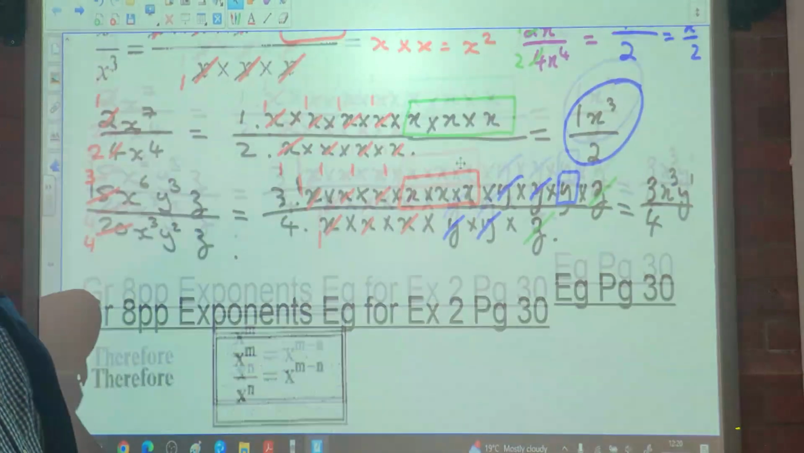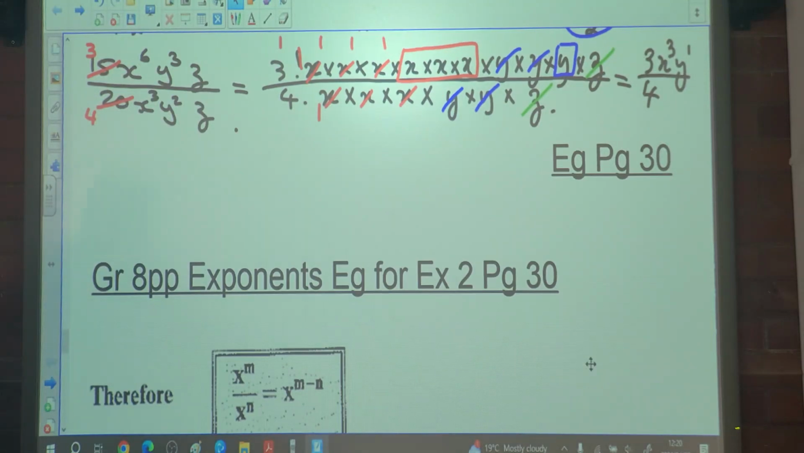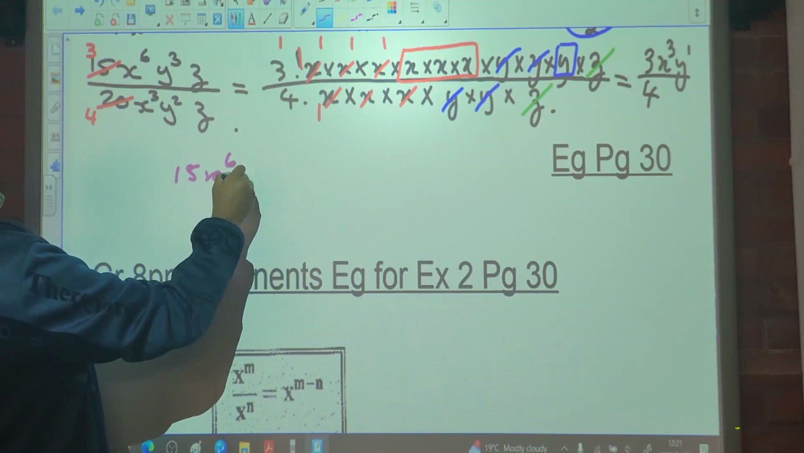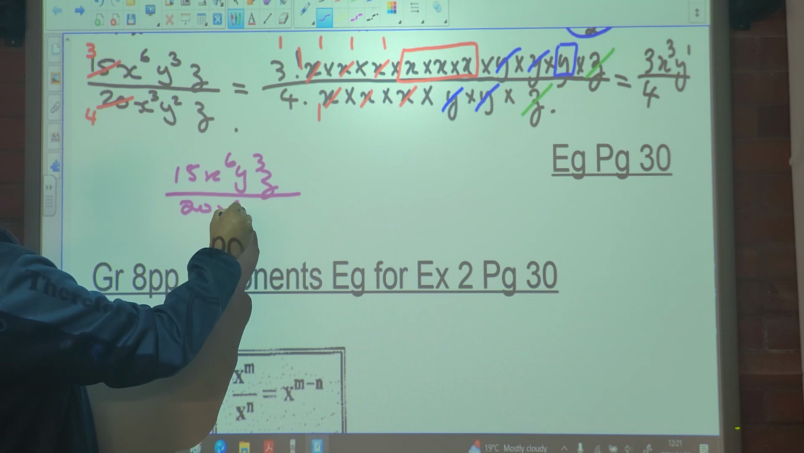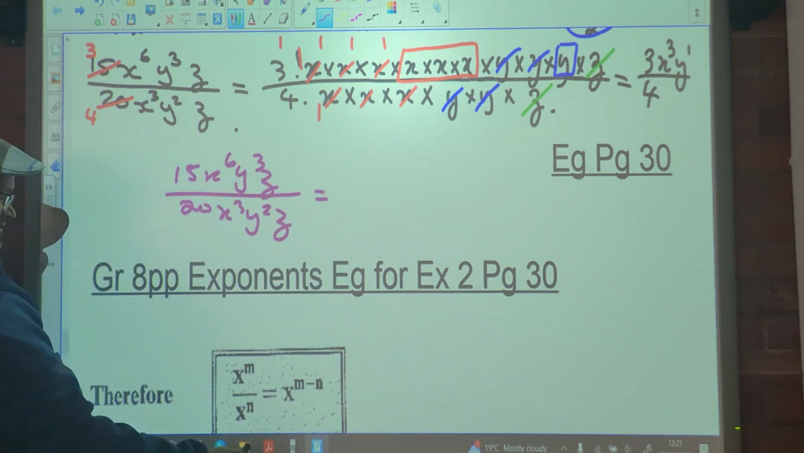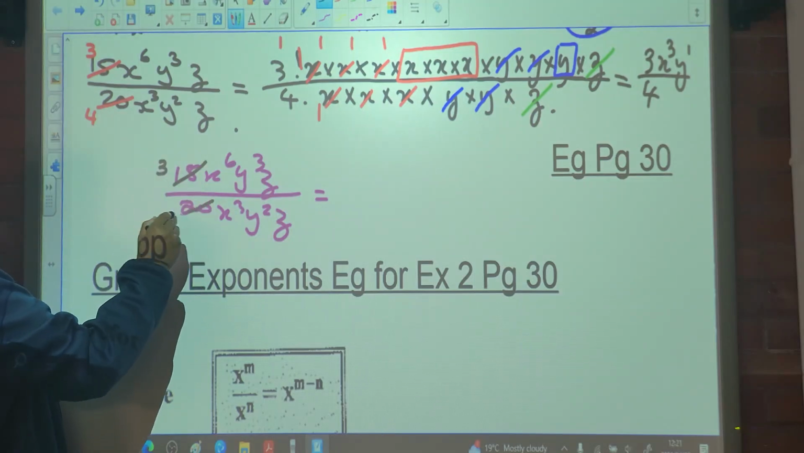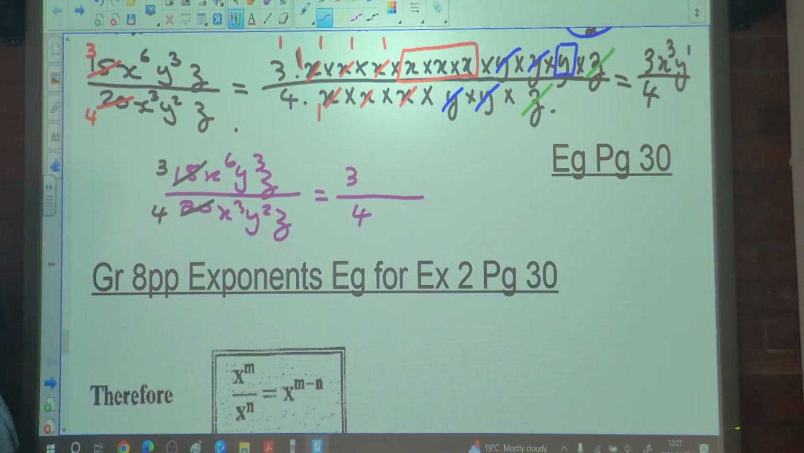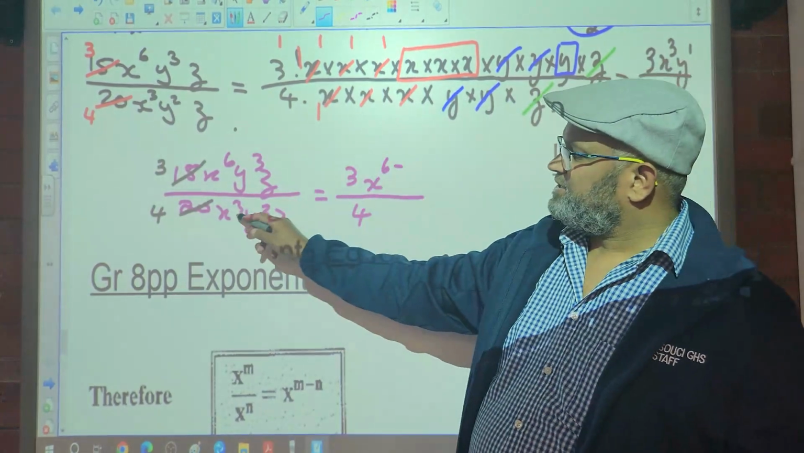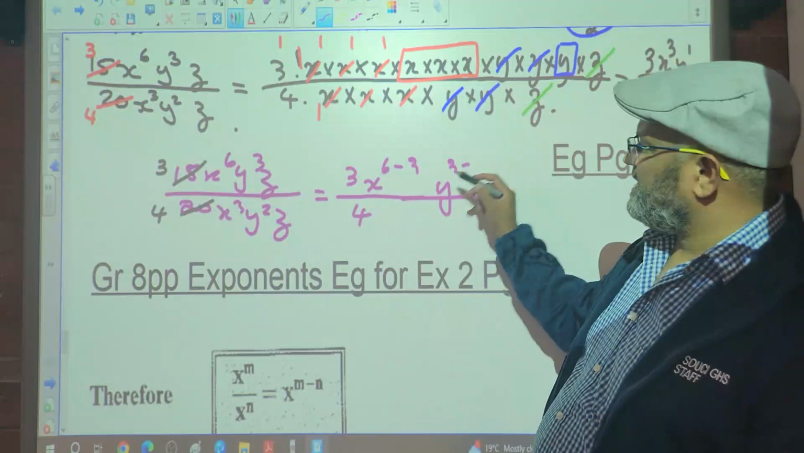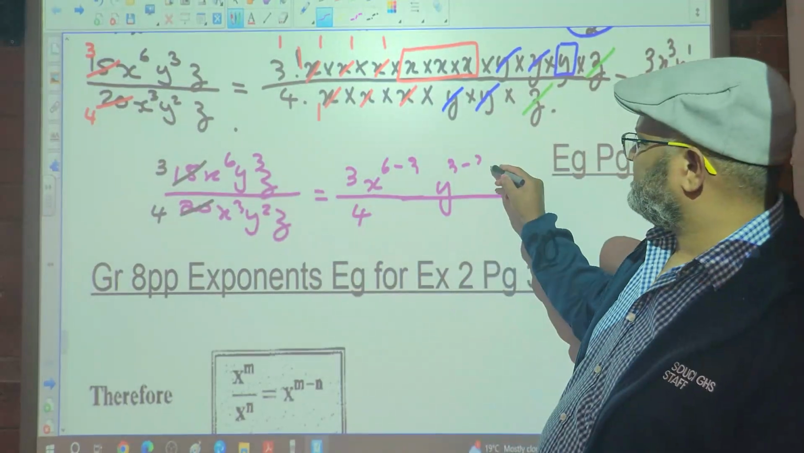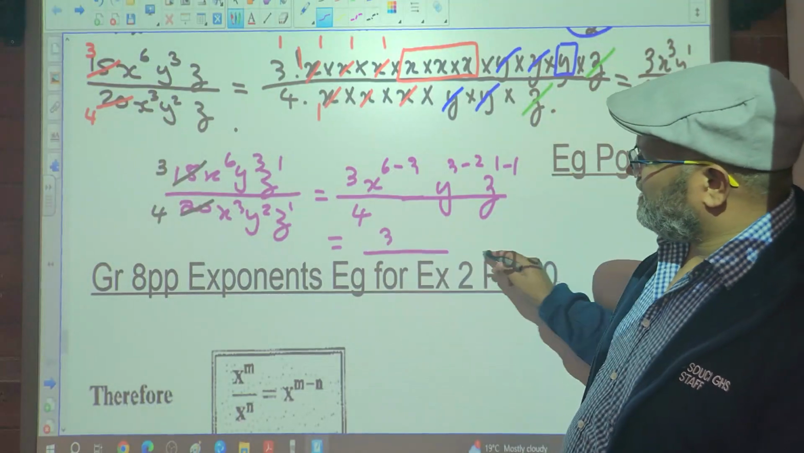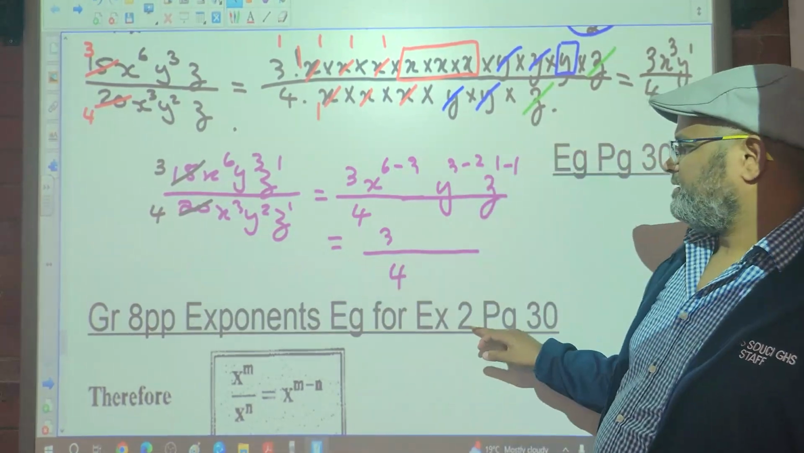The last one, before we go into the rule, we can say now that we've got 15x to the 6 y cubed z over 20x cubed y squared z. So 5 goes into 15 3 times, 5 goes into 20 4 times. So what do we have? 3 over 4. Okay? So what do we have now? x to the 6 minus 3, y to the 3 minus 2. Can you see only with the same bases I can bring that together? And z, if there's no number here, 1 minus 1. So that's going to give us 3 over 4.